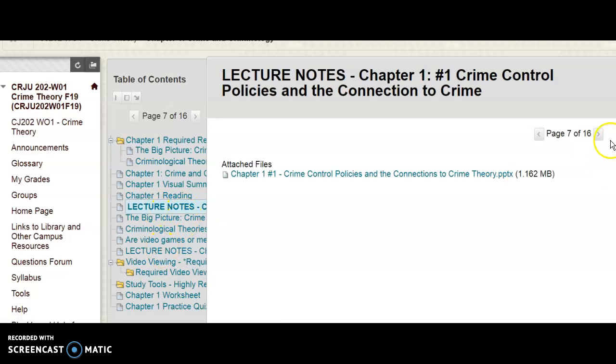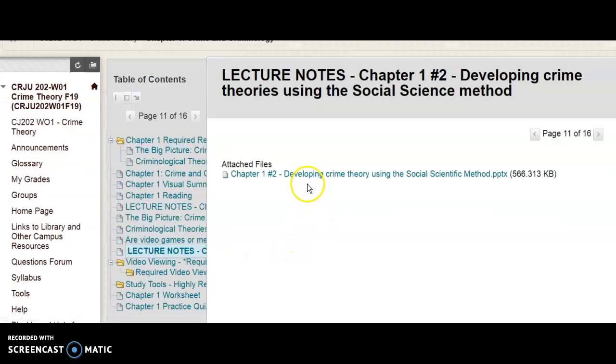They can also be found, again, by navigating using the page number. So crime control policies and the connections to crime theory are lecture notes. Those are PowerPoints, Chapter 1, number 1, and the second one is developing crime theory using the social scientific method. Those are lecture notes number 2.